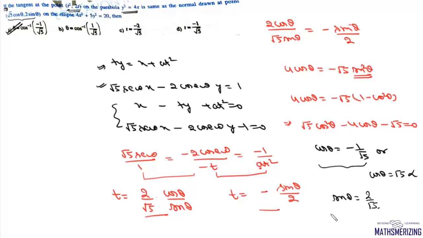Now we'll put sin theta as 2 by root 5, we'll get the value of t as minus 1 by root 5. So that means the value of t should be minus 1 by root 5, and that's your option number D. So the correct answer to this question is option A and option D.